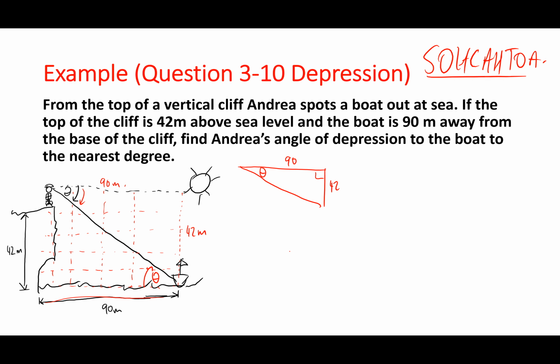SOH CAH TOA right there. Let's work out, well, what are we going to be using? We have an opposite, we have an adjacent, we have no hypotenuse, so opposite and adjacent. Again, we're going to be using tan. So tan theta is equal to the opposite over the adjacent. So we're going to be using this one. We don't actually know what theta is in this one though, so we're going to leave it as tan theta, and that's going to be equal to the opposite, which is 42, over the adjacent, which is 90.